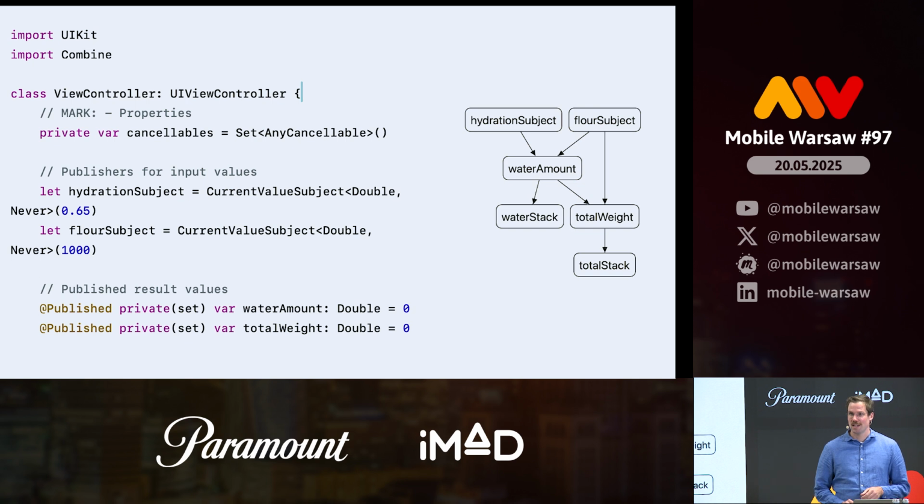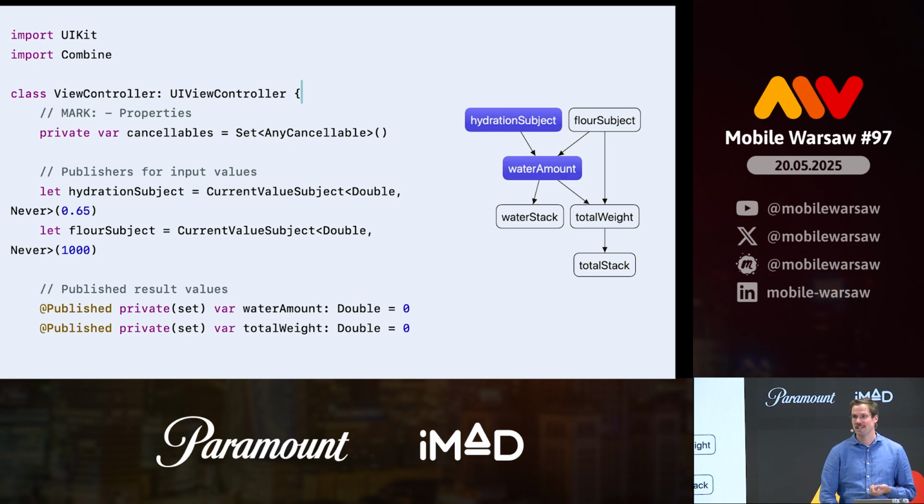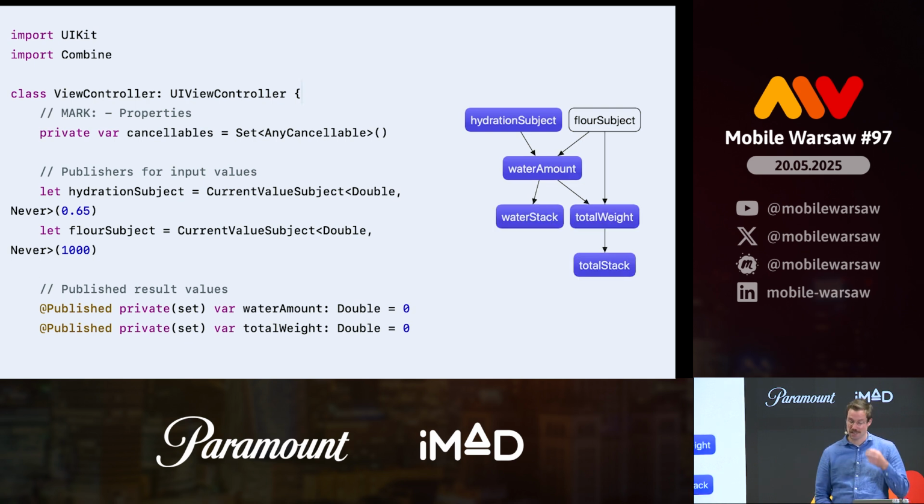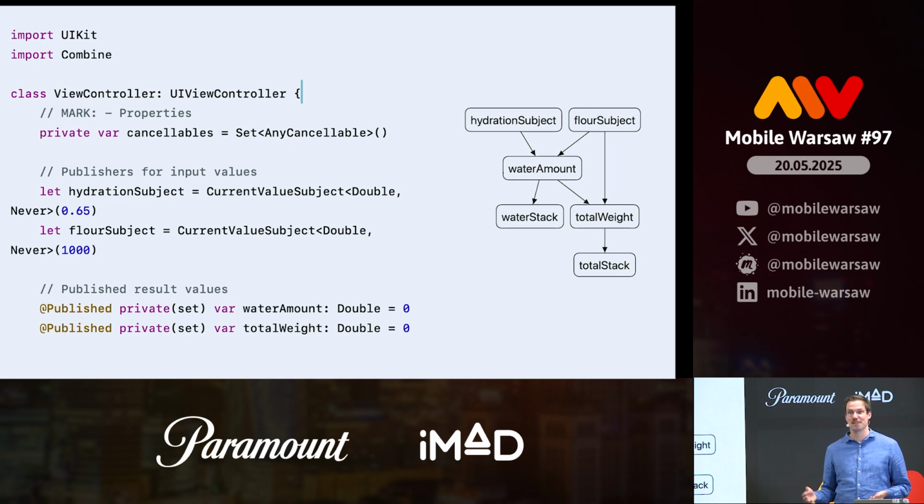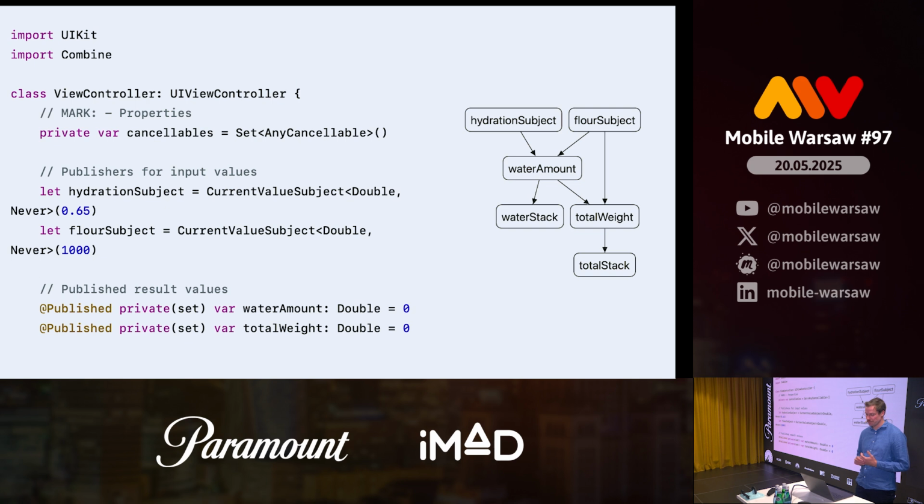And now we can try to see what happens if we invalidate the hydration. So then that becomes dirty. It starts recomputing the water amount, the water stack, the total weight, and the total stack in some order. And this is nice. It works well. If you write reactive code, you always feel really proud because you did something difficult. But I don't know if we really need to be that difficult. Like for me, it was always too hard. But you can totally make it work.